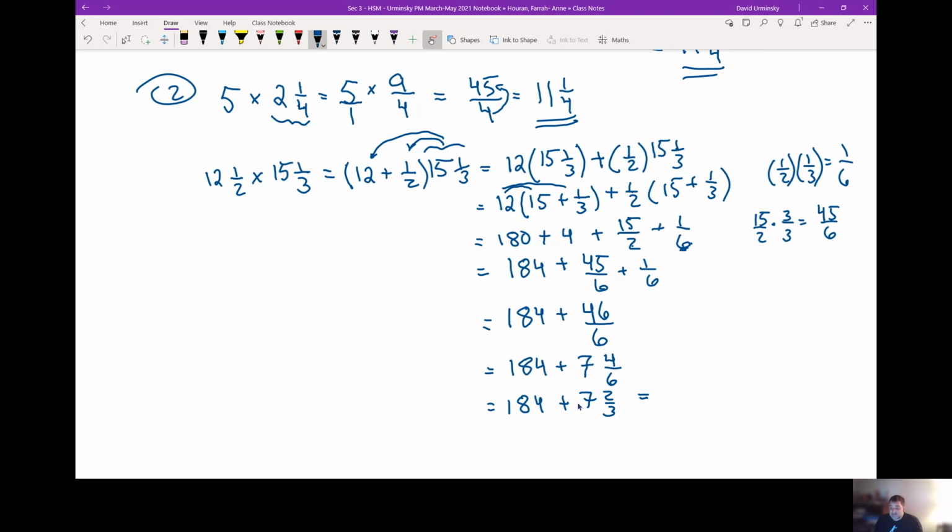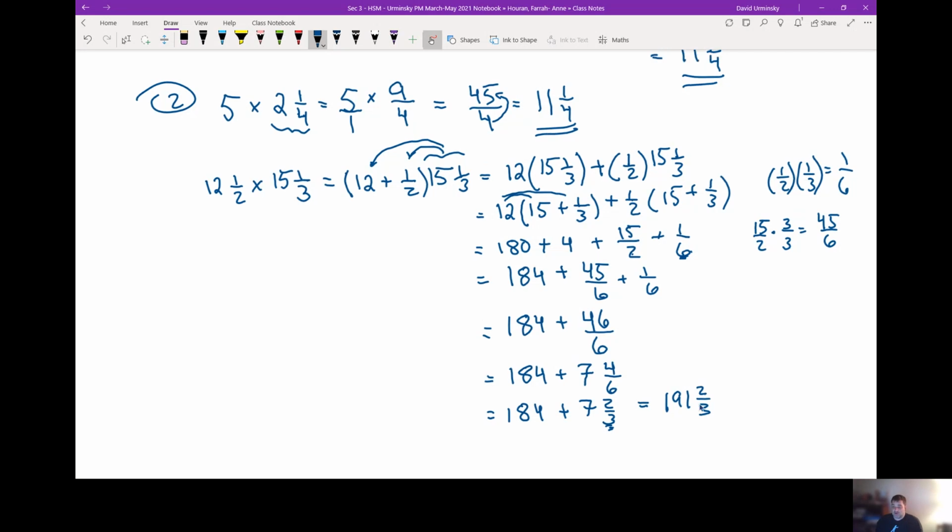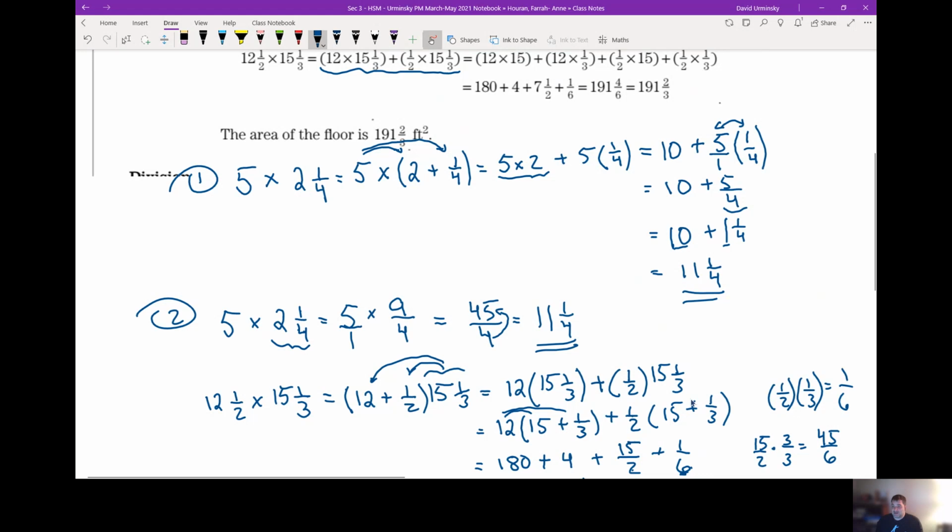So we can combine these. We can add the 184 and the 7 to get 191. And we have this 2/3 still. So 191 and 2/3 is the result. And I'm hoping if we scroll up, that is the answer. That's right.